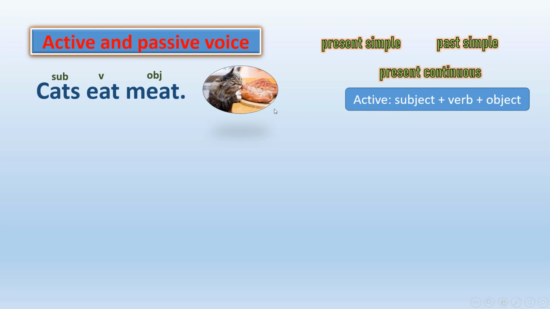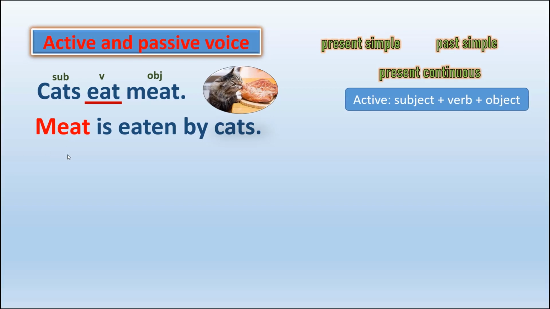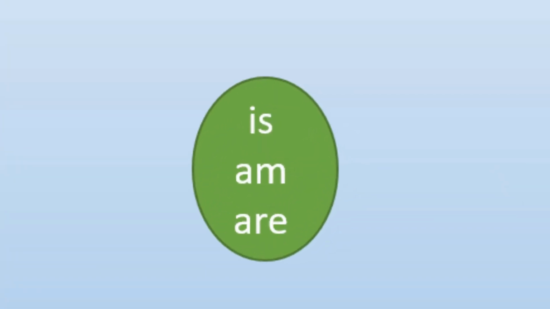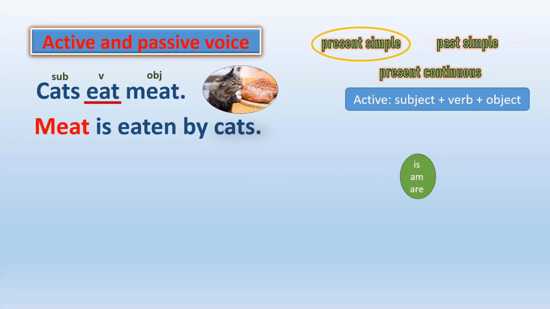Now when we change from active into passive, we can say like this: meat is eaten by cats. So here we begin with the object. بدأنا بالمفعول. And then we look at the verb. The verb is present simple في زمن المضارع البسيط. What helps the present simple is am or are. Meat here is singular, مفرد, فبالتالي نستخدم is. And then we have the past participle from eat, which is eaten.